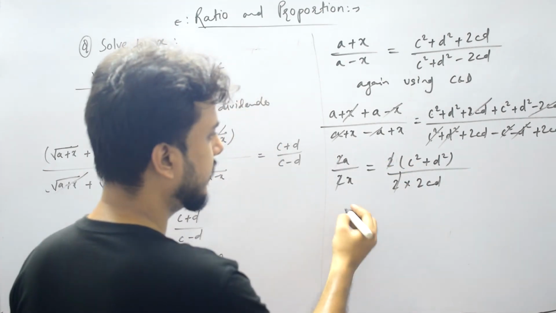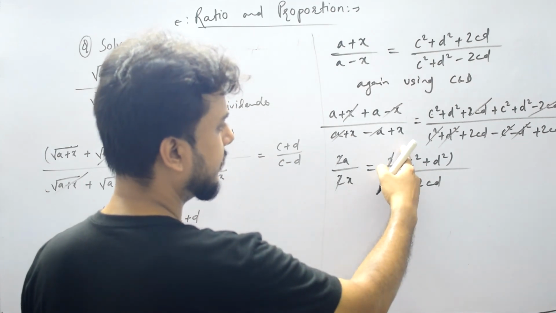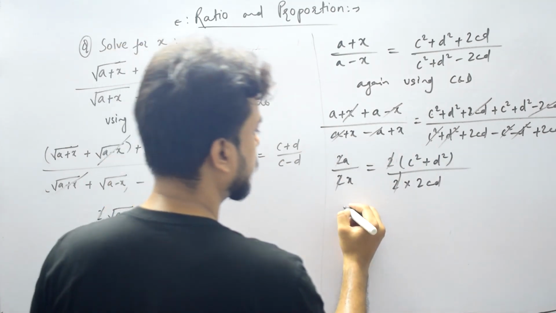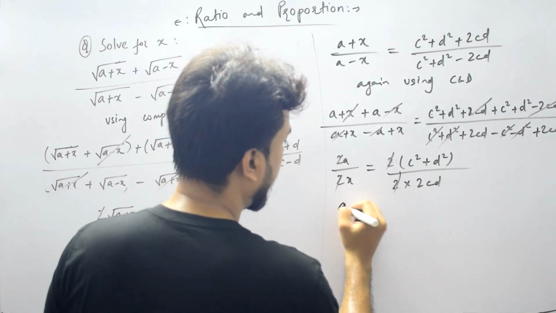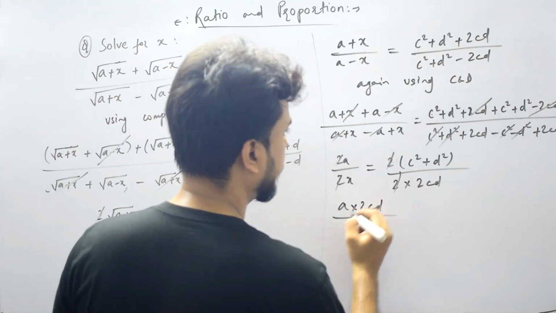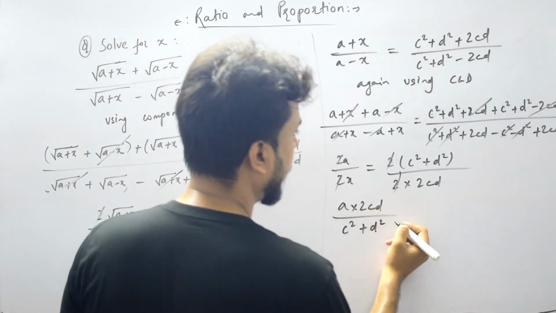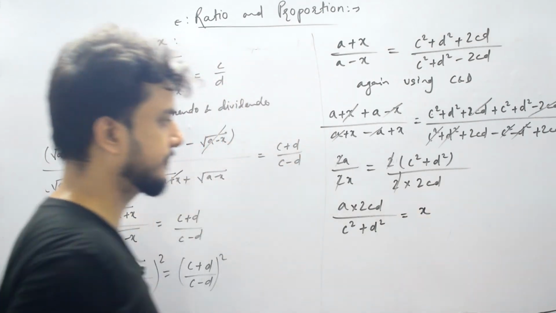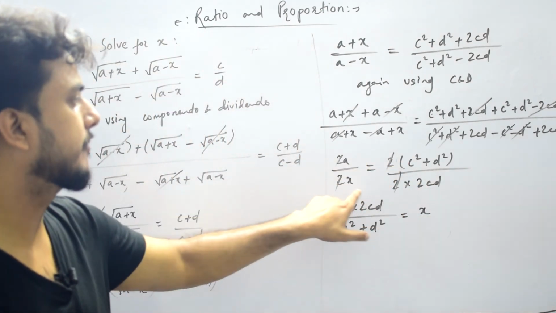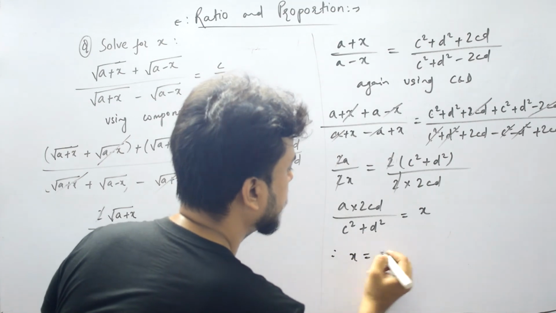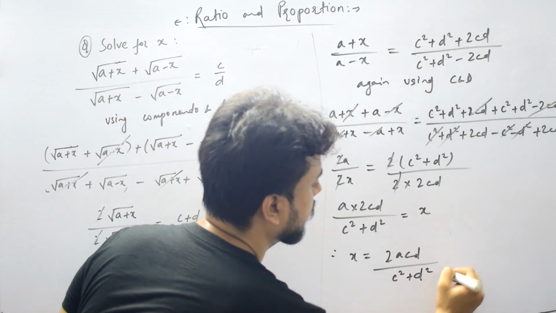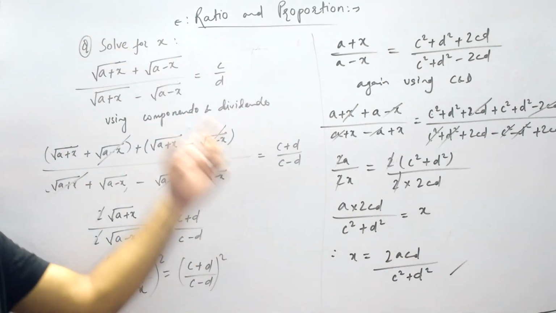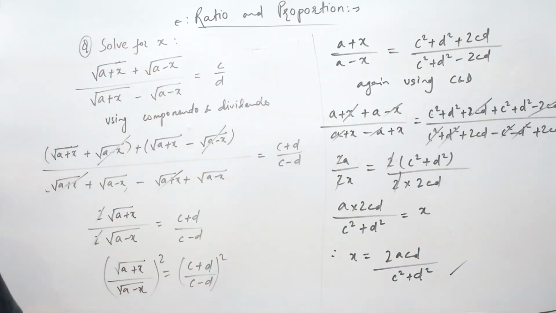Okay, so finally see, I will take this x here, bring this here, and send this one. So I will get a into 2cd by c square plus d square is equal to x. Okay, this came here, this came down, x went there. So therefore finally x is equal to 2acd by c square plus d square. Now this is my value of x after solving for x. So basically what we did, we used componendo dividendo 2 times. And we get the answer.